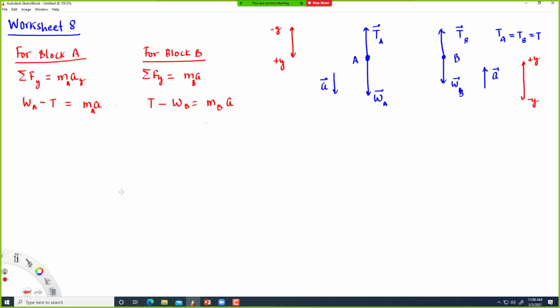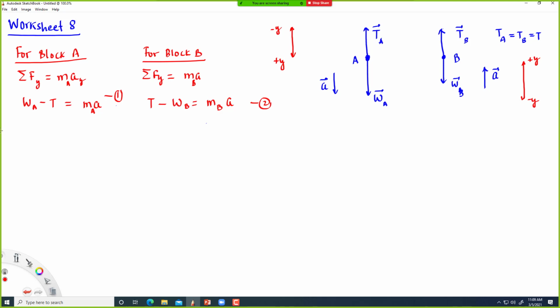So the question is asking to find this acceleration. So we need to solve these two equations to find the acceleration. Call that equation 1, call that equation 2. When you have these kinds of equations, think about what variables are given and which variables are unknown. The question doesn't say anything about tension, so we don't know what the tension is, so we need to eliminate this tension somehow.